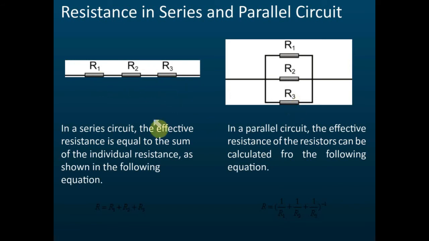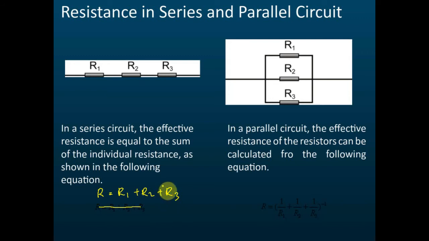So in a series circuit, the effective resistance is equal to the sum of the individual resistances. Effective resistance is the total resistance from this point to this point. It's given by R1 plus R2 plus R3, the sum of the resistance of each resistor. R is equal to R1 plus R2 plus R3. It's very easy, right?